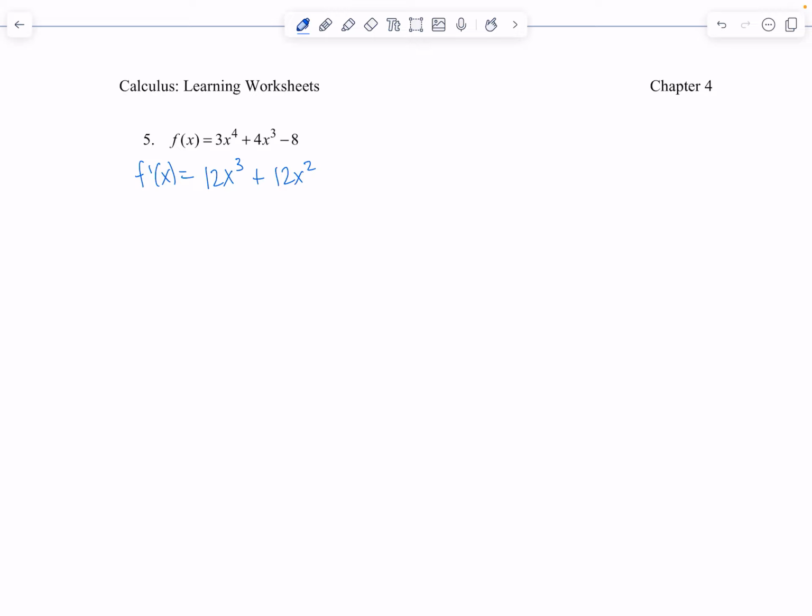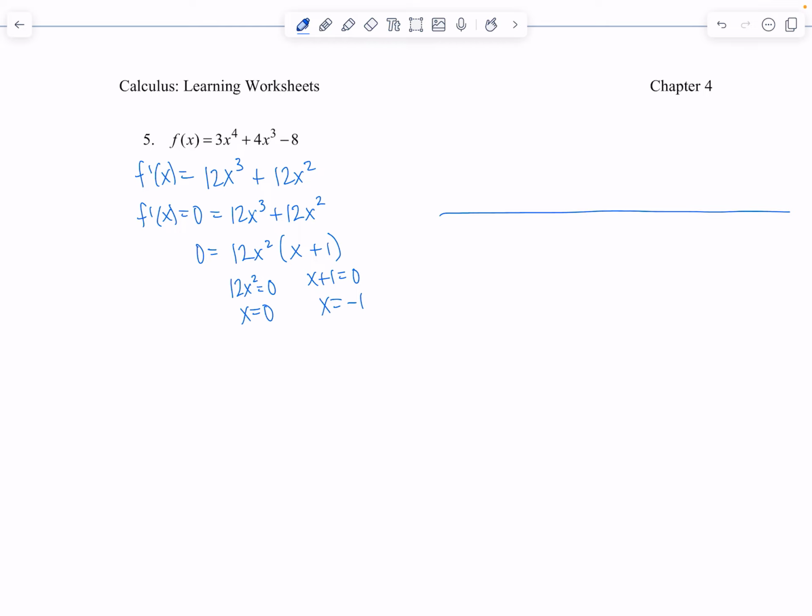Now we'll set this equal to 0 to find our critical points. And so, let's see, we can factor. So in this one x equals 0, in this one x equals negative 1. Okay, so now we can look around negative 1 and 0.